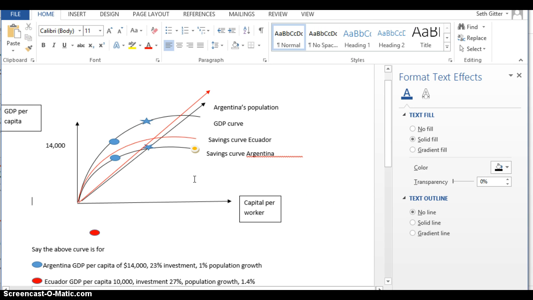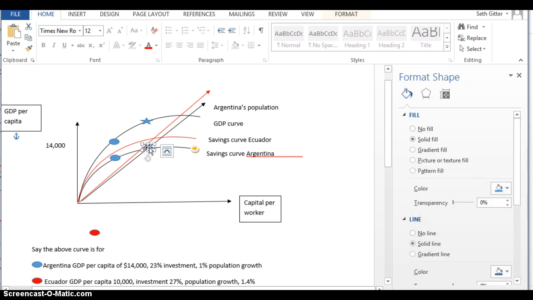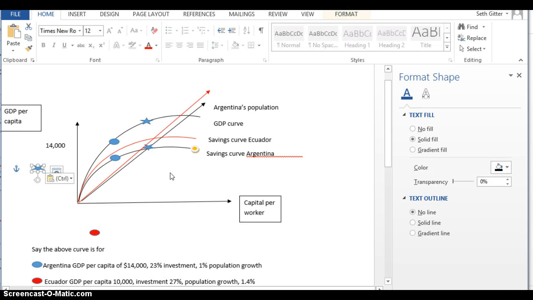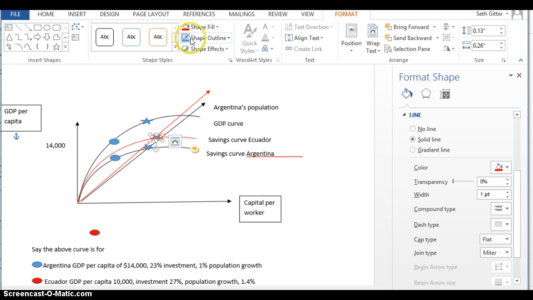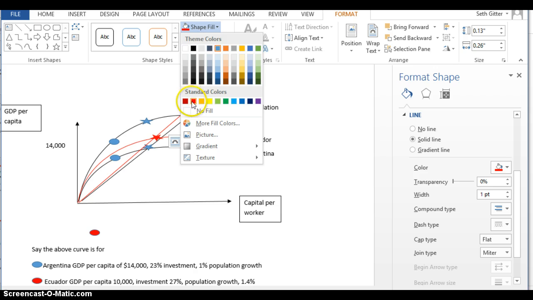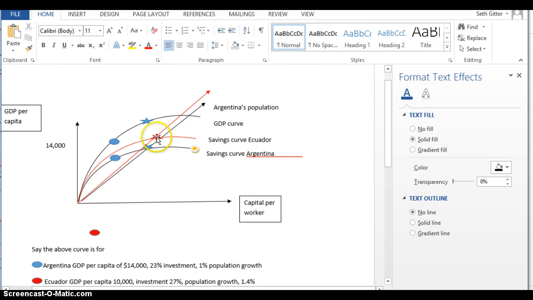And now we can draw an Ecuador steady state where the savings curve for Ecuador meets the population curve for Ecuador. So how do we indicate a steady state in this example? We're going to put stars and turn it red. Oops. Sometimes you have to mess around with it. There we go. There's red and red. All right, and that's where the steady state is.